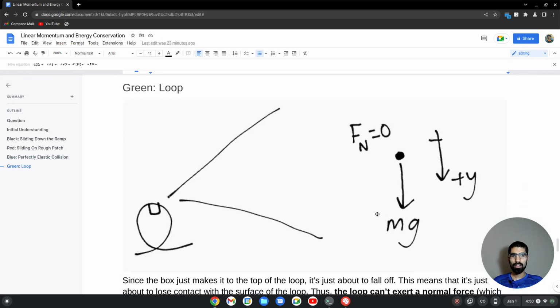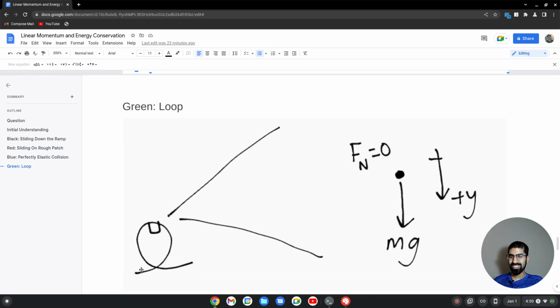Here we see a very talented drawing of the box going around the loop-de-loop. I just did a zoom in of the top bit and drew a free body diagram, where in this case the question said the box barely makes it to the top. And what that tells us is that if it barely makes it to the top, it's just about to lose contact, just about to fall off the surface of the ramp, the loop.